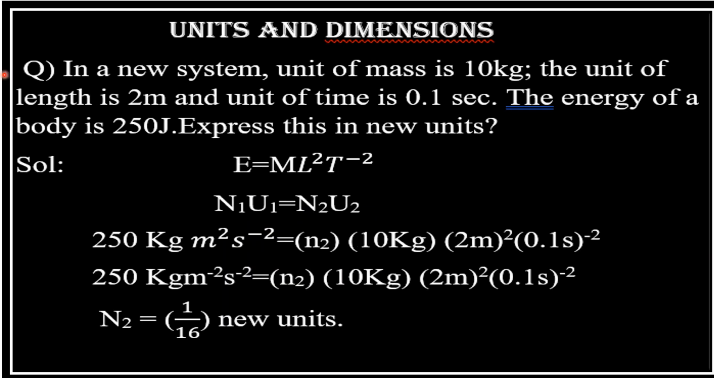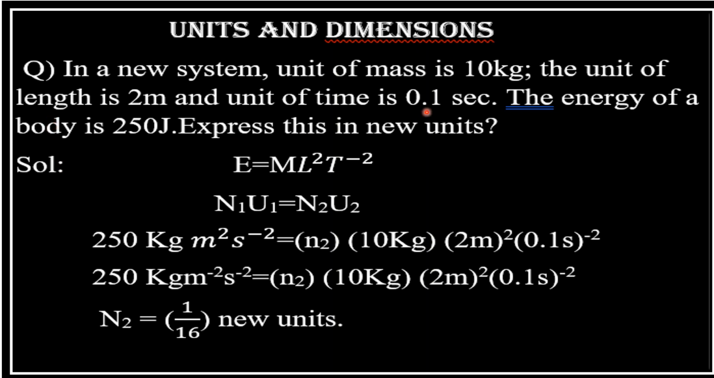So friends, let's solve a numerical related to the second application, N1U1 equals N2U2. Here is the question for you. In a new system, the unit of mass is 10 kg, the unit of length is 2 meters and the unit of time is 0.1 second. The energy of your body is 250 joule. Express this in new units.